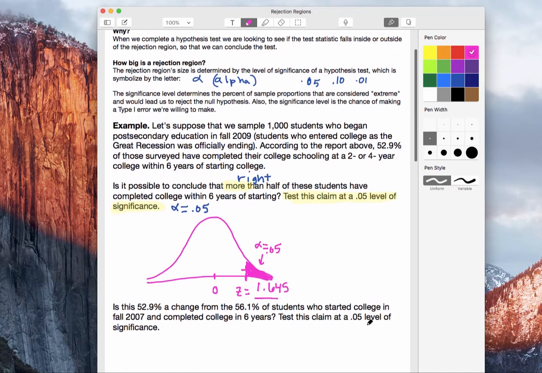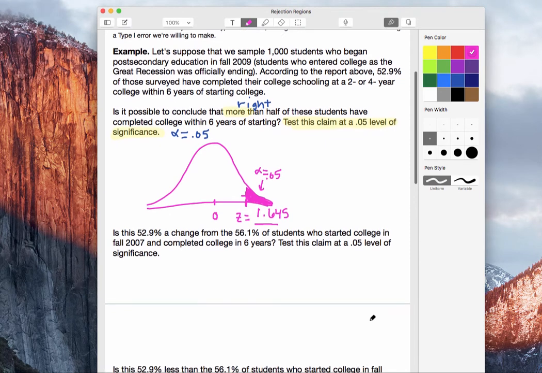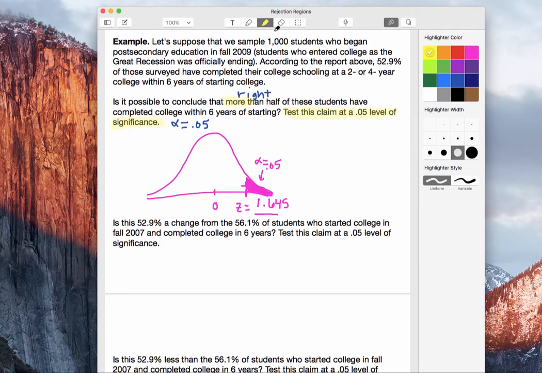All right, let's look down at another example. Is this 52.9% a change, I'm going to emphasize that, from 56.1% of students who started college in fall 2007 and completed within 6 years? Test the claim at a 5% level of significance. So our two facts here, we have a change. So that is going to mean that we have a two-tailed test.